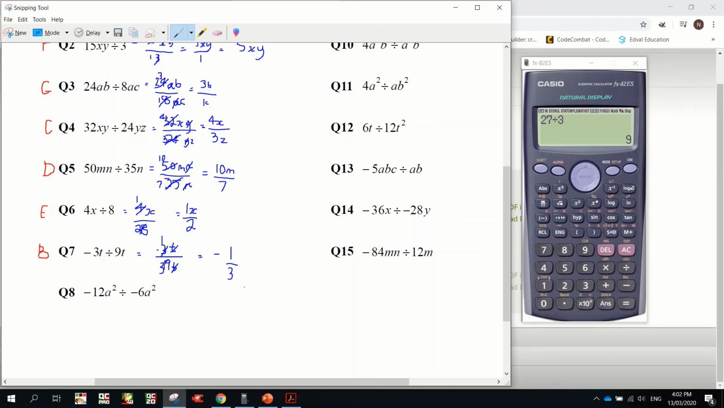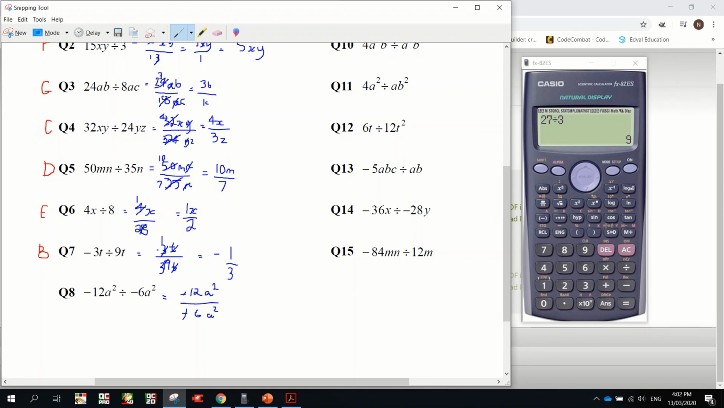Question 8. Alrighty, blue pen equals negative 12a squared over negative 6a squared. Okay, so negative divided by a negative, we're going to get a positive. So let's just cross them out.